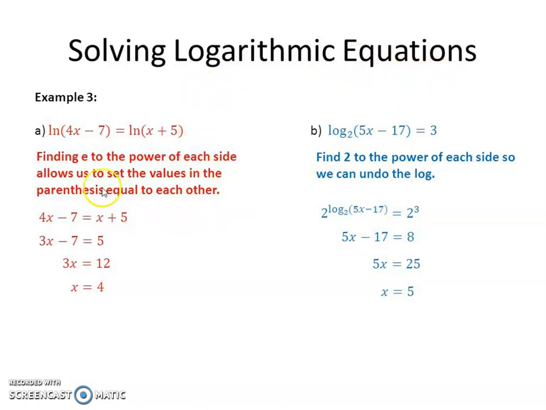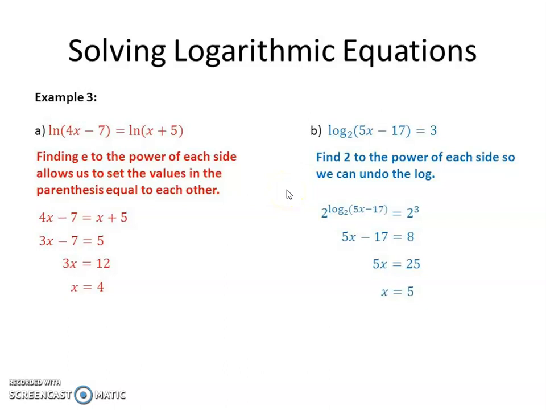Solve the logarithmic equation with ln. Obviously the base is e only. So taking e to the power of each side allows us to set the values in the parentheses equal to each other. It means if log of m is equal to log of n, then m is equal to n. This is also possible with ln: ln of m is equal to ln of n means m is equal to n. So 4x minus 7 is equal to x plus 5. We equate 4x minus x, minus 7 moves across, and 5 is there. We simplify: 3x equals 12, x equals 4.